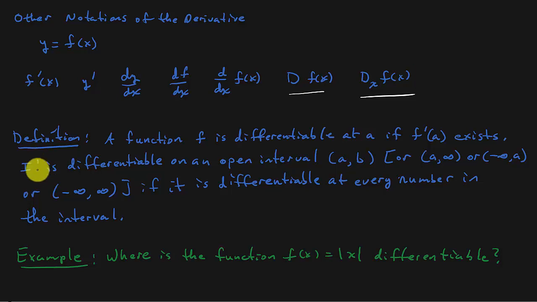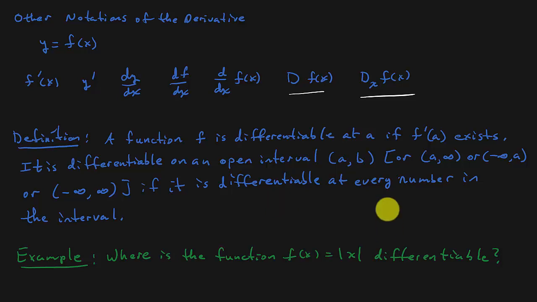That should be a t. It is differentiable on an open interval a, b, or from a to infinity, or negative infinity to a, or from negative infinity to positive infinity if it is differentiable at every number in the interval. A function f is differentiable at a if the derivative exists at a.